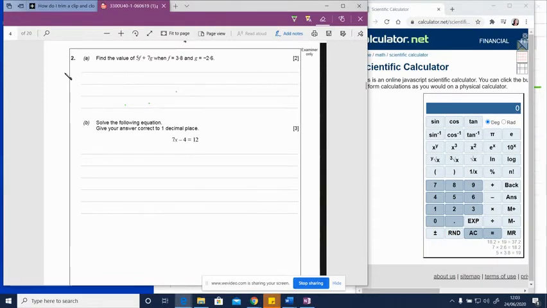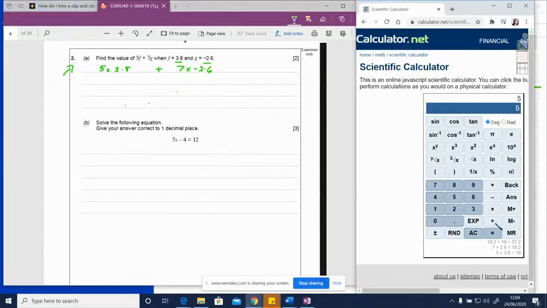Question 2. Part A. Find the value of 5f plus 7g when f is equal to 3.8 and g is equal to minus 2.6. So I'm going to substitute those values into the equation. 5 times 3.8 plus 7g, so 7 times, and remember it's minus 2.6. So I'm going to do the first bit, 5 times 3.8.